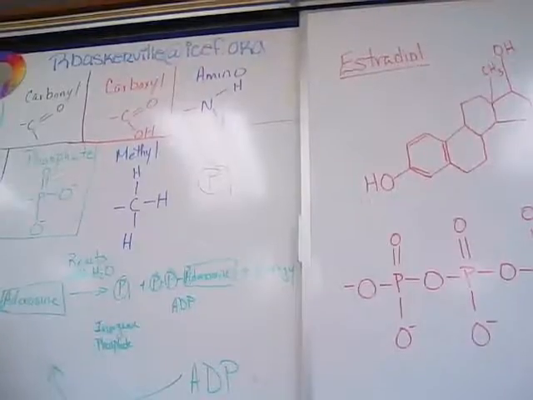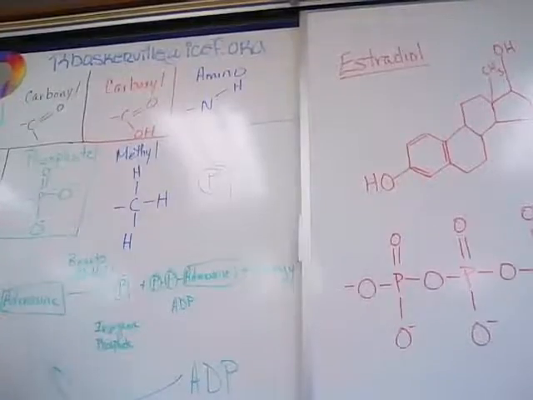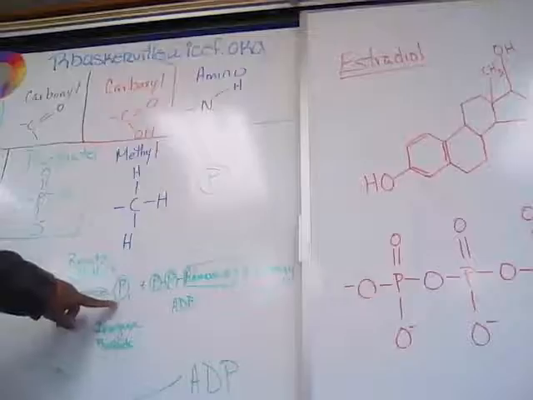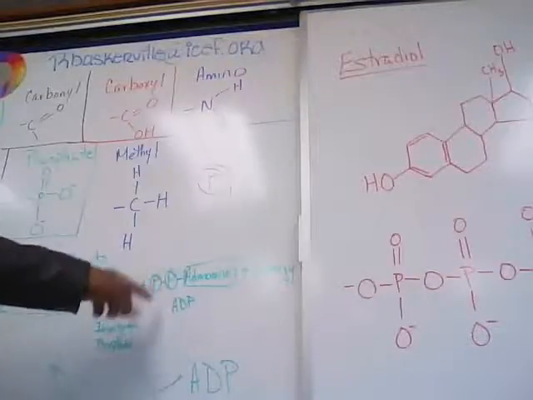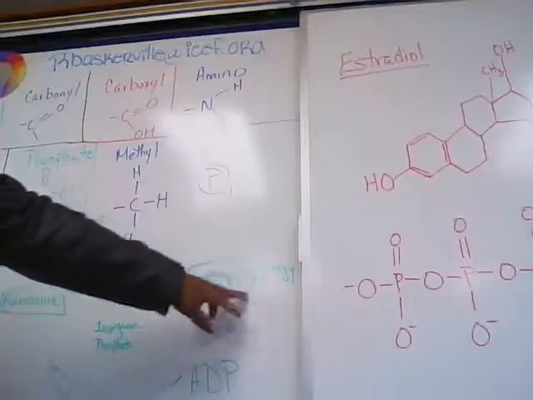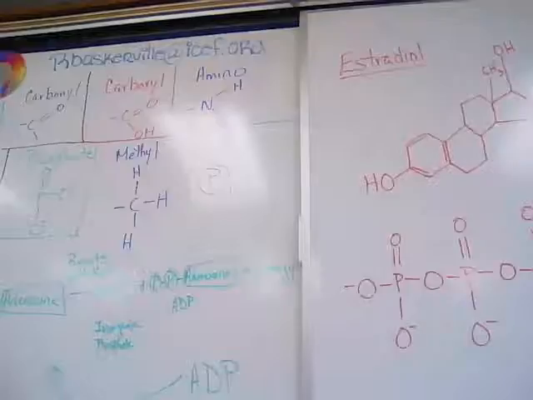We have 3 phosphate groups attached to the adenosine, reacting with water, H2O, giving the inorganic phosphate, plus the 2 phosphate groups still attached to the adenosine, which turns it into ADP, plus energy.